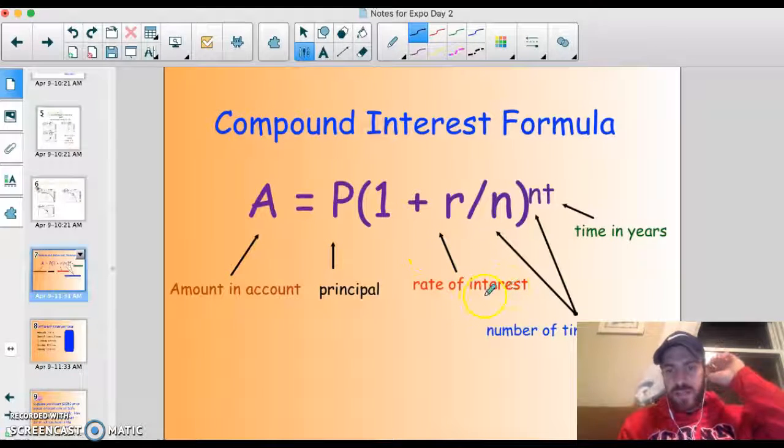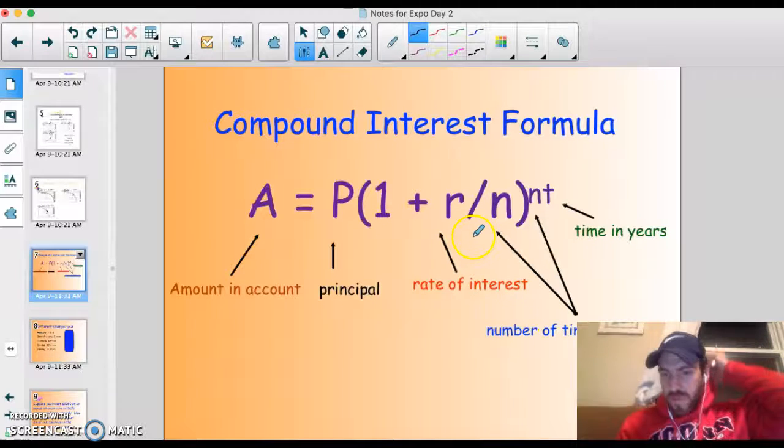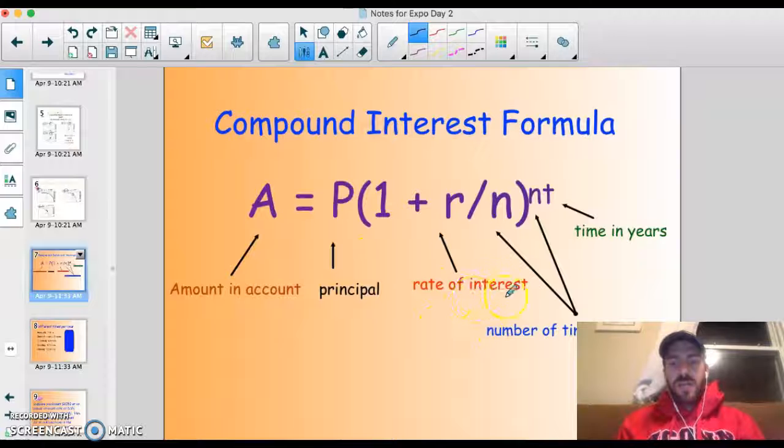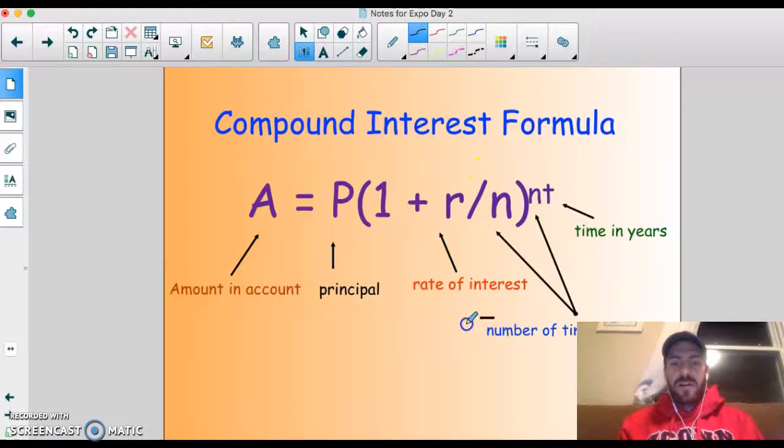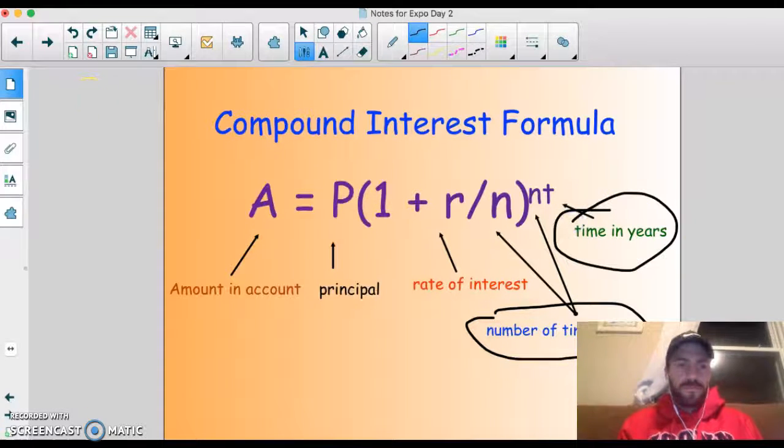Our rate of interest. So what's our interest rate? Remember, this will be as a decimal, not as a percent, but it will most likely be given to you as a percent because you have a percent interest. I'm getting 5% interest, 10% interest. When you plug it in, it has to be a decimal. And then number of times per year, we'll get into what this looks like.